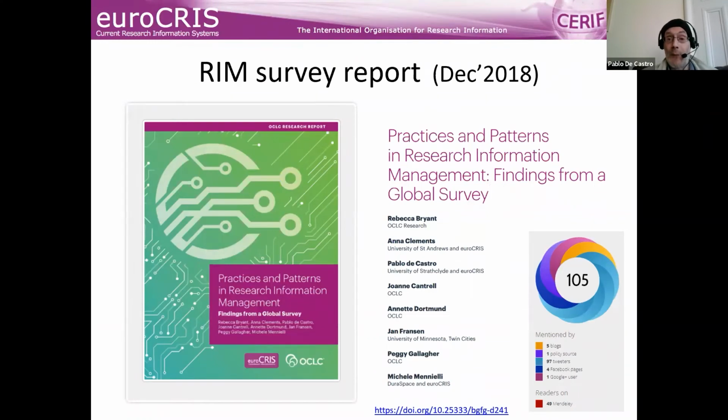Part of this work for mapping the landscape that Eurocris does was carried out, again, in collaboration with OCLC in the United States by running a worldwide survey, the Research Information Management Survey, and a subsequent report that was published in December 2018, so a little bit over 3 years ago, with a very healthy altmetric score, as you can see. And this was the reason why I traveled to Gandhinagar to present the results of this global RIM survey.